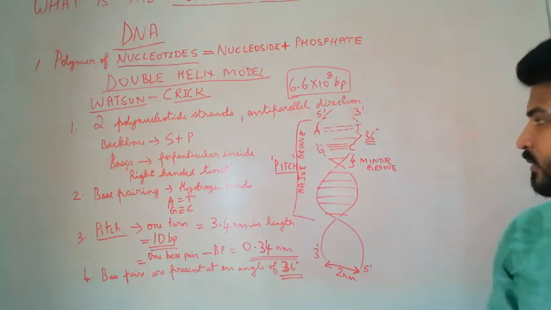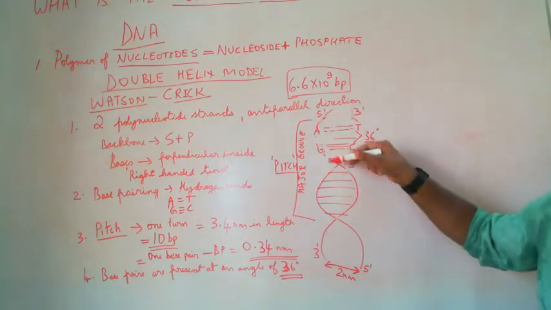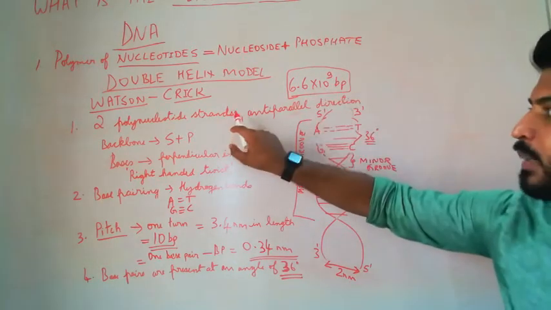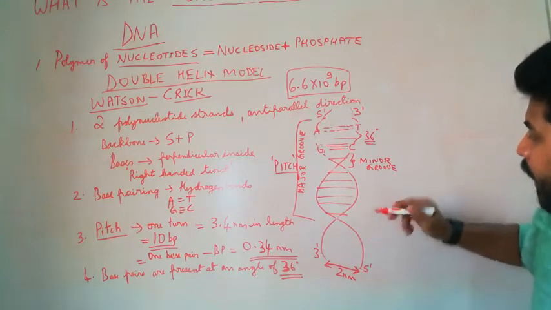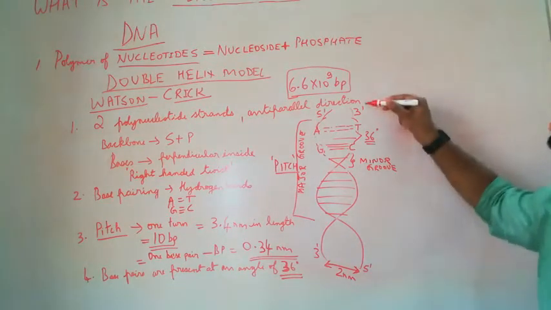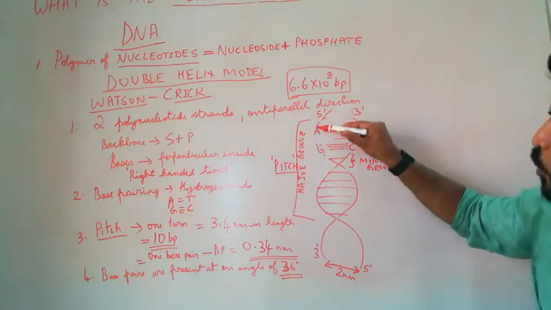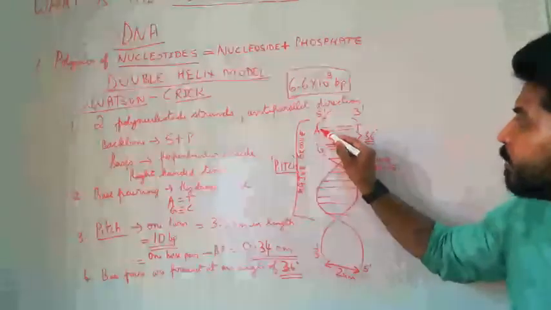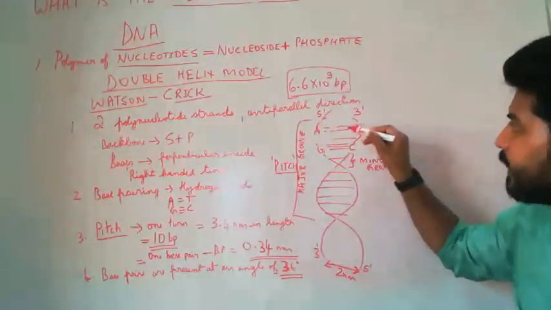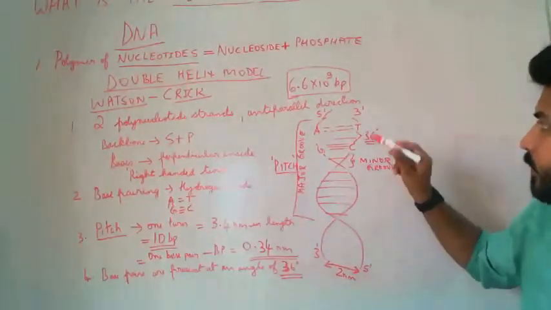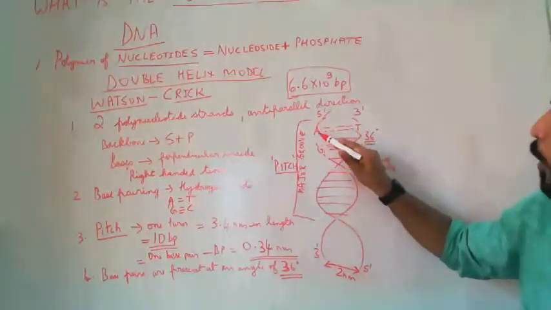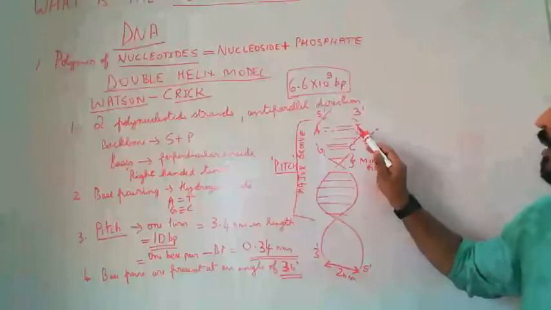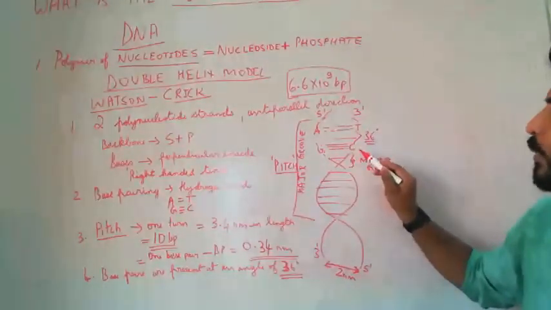So to quickly summarize, DNA is made up of two polynucleotide strands which are in opposite directions, anti-parallel, 5' to 3' and 5' to 3'. The backbone of the DNA is made up of sugar and phosphate. The nitrogenous bases are present perpendicularly inside the DNA molecule. The two bases on opposite strands are joined by hydrogen bonds. Adenine will always pair with thymine using a double hydrogen bond, and guanine will pair with cytosine.